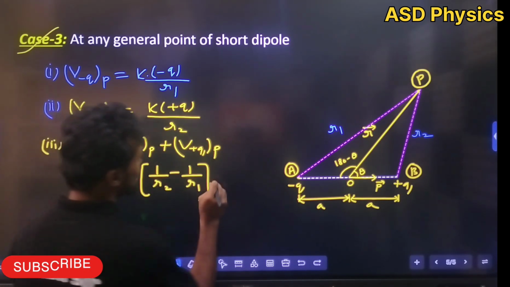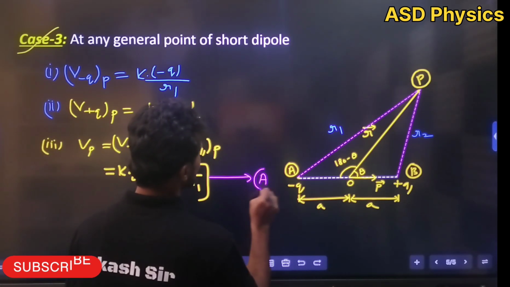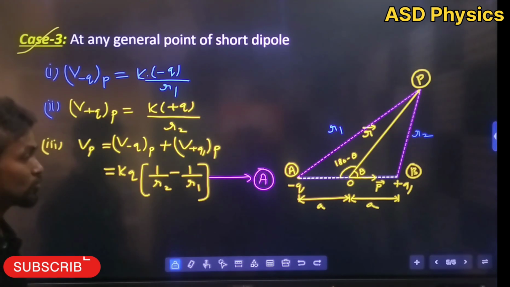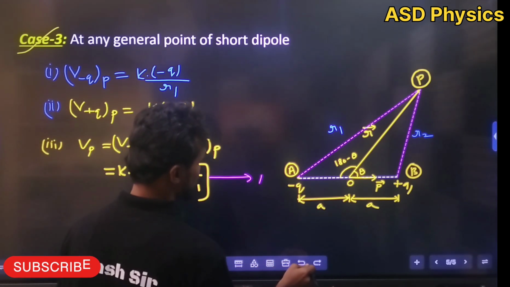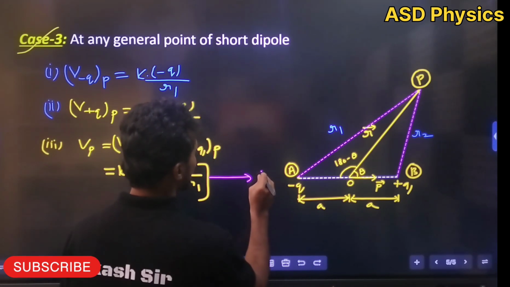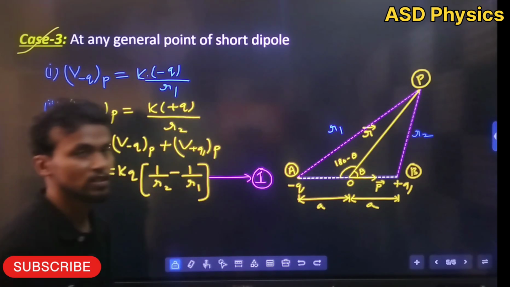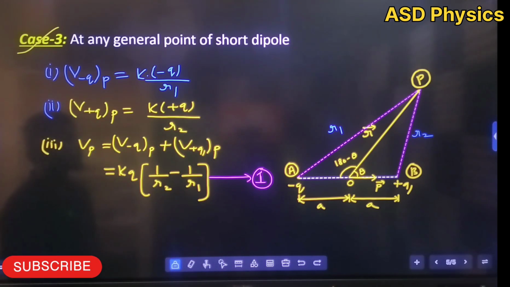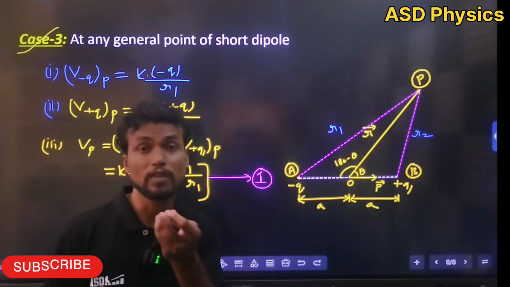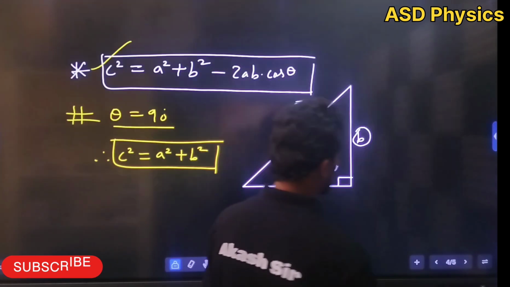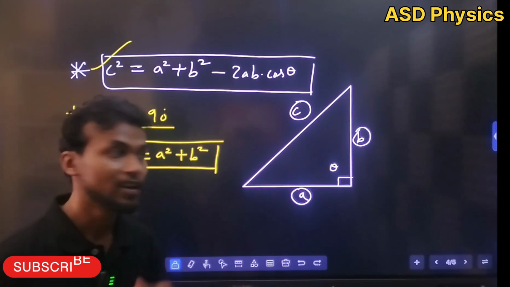Okay, let's take this one. I have given equation 1 here. Now what we have to do, by using the geometry, is find the value of R1 and R2. And here we will use the basics that we have learned now.